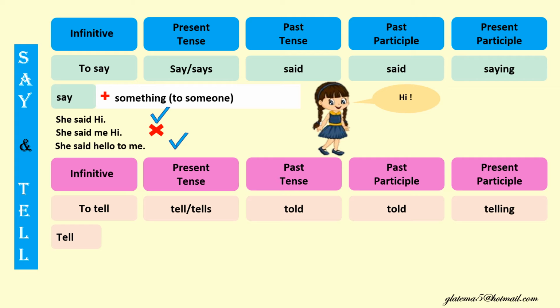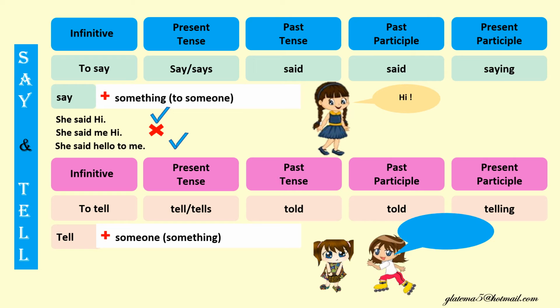The formula to use tell correctly is, after tell, we have to mention someone and then you have to say what you want to express to that person.